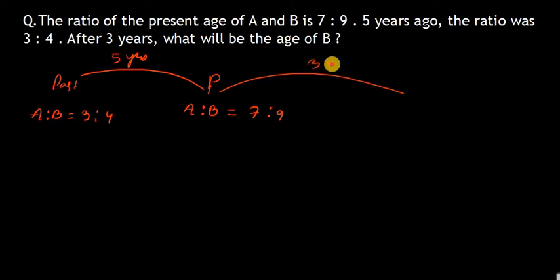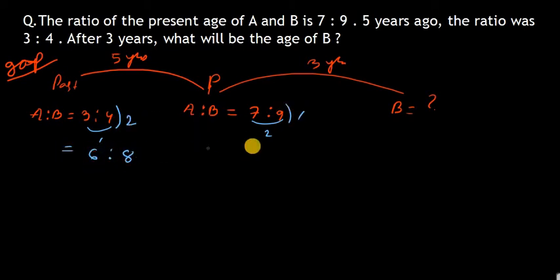So the present ages of A and B are in the ratio 7:9. Five years ago the ratio was 3:4. We use the gap logic: the gap in the present ratio is 2 and in the past ratio is 1, so the difference must be the same. We multiply 1 by 2, so the past ratio becomes 6:8, and the present ratio is 7:9.